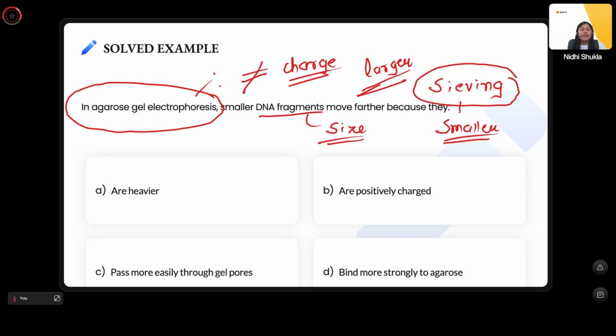Okay, so let us look at our options. The smaller DNA fragments move further because they are heavier, no. Are positively charged, no. Bind more strongly to agarose, no. Pass more easily through gel pores, yes. Your agarose gel produces a sieving effect, and under that sieving effect, smaller DNA can pass easily, whereas larger fragments are going to take a significant amount of time to pass, and their passing through the agarose gel is also not going to be easy.